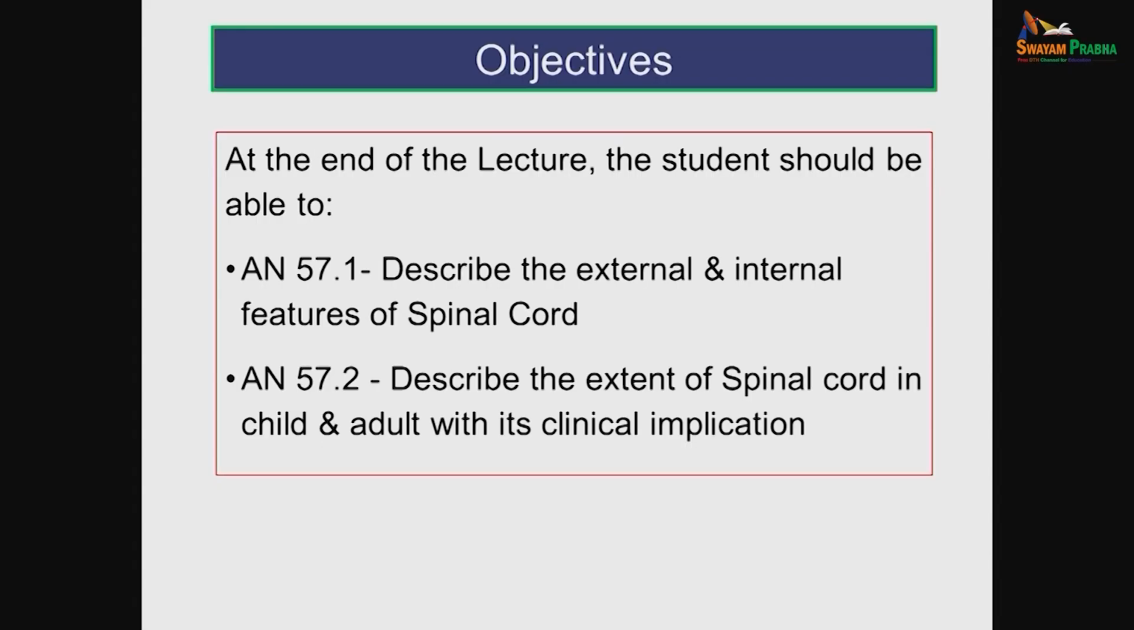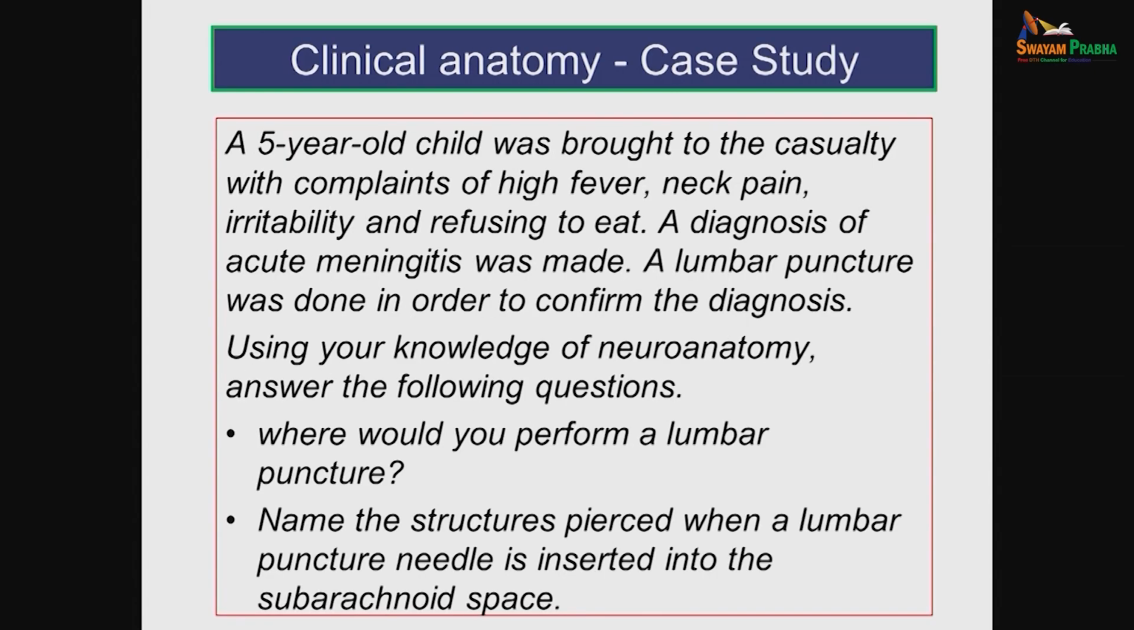In today's session, we will be discussing the general arrangement of the spinal cord, that is, its external and internal features. The objectives of this lecture are, at the end of this lecture, you should be able to describe the external and internal features of the spinal cord and also describe the extent of the spinal cord in child and adult with its clinical implications. Let us start this lecture with a clinical anatomy case study.